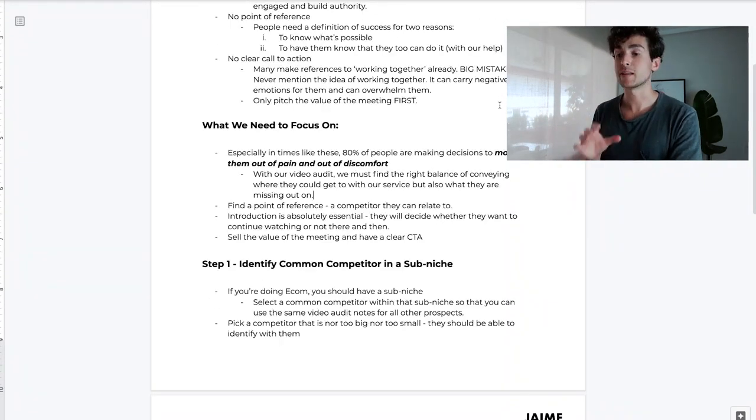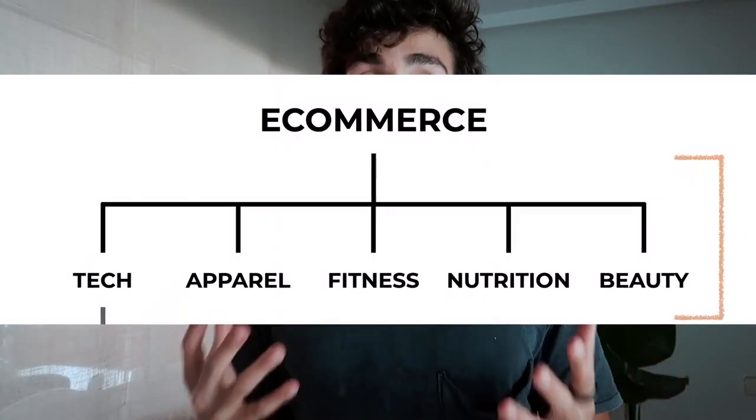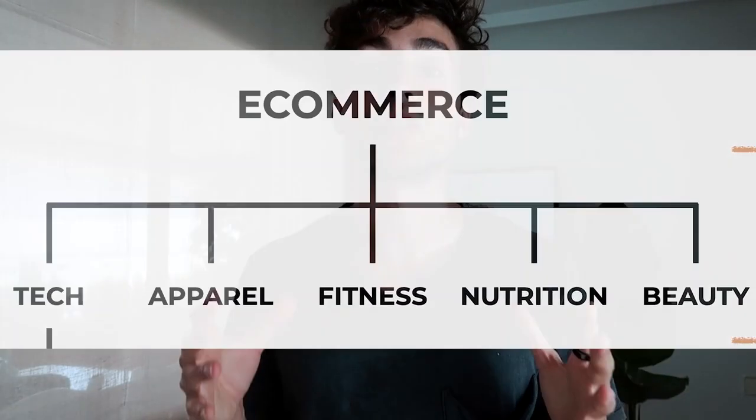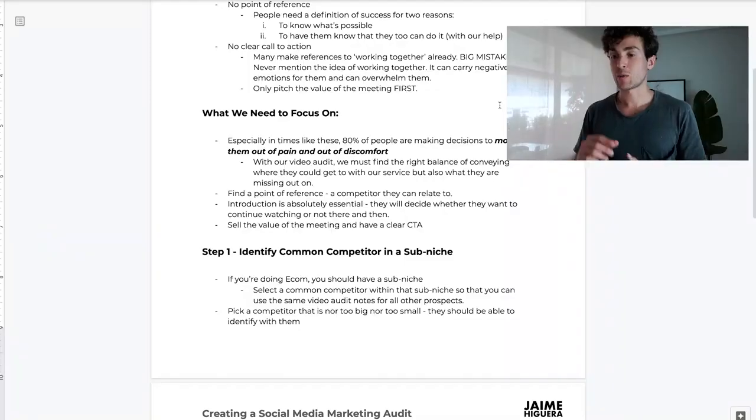And the first thing to make this happen is we're gonna identify a common competitor in a sub niche. So for example, if you're doing e-com, you should have a sub niche, right? And I've spoken about this plenty of times on my channel. And here on the screen right now, you can see what I mean by that. You have a bunch of different sub niches within the e-commerce niche, and you need to narrow down into one, because that is the easiest way to get an edge over your competitors. So that's really the first thing. You want to select a common competitor within that sub niche so that you can use the same video audit notes for all the other prospects.